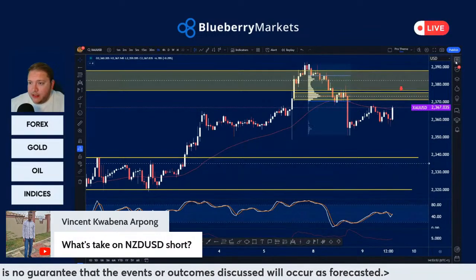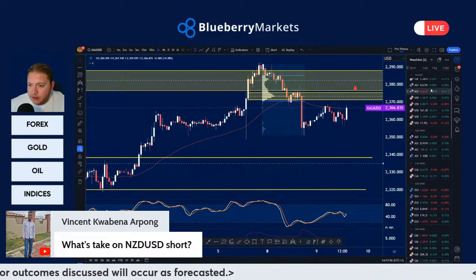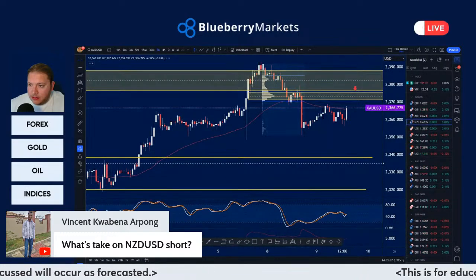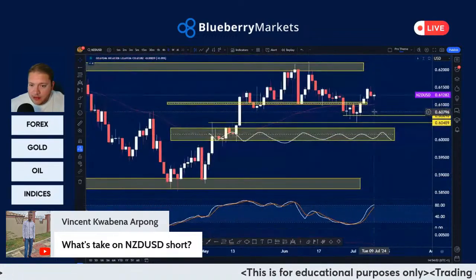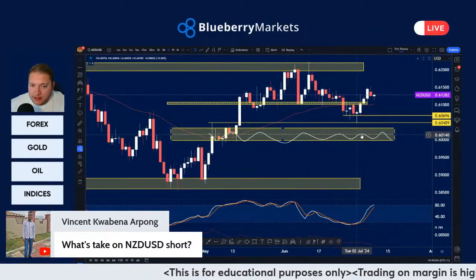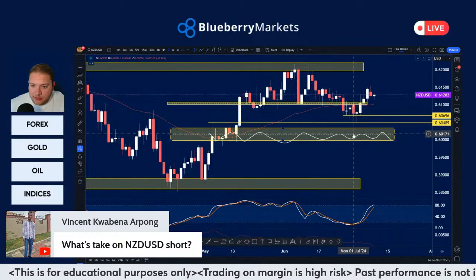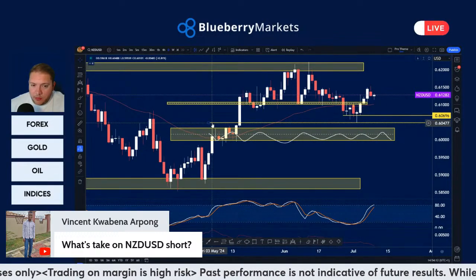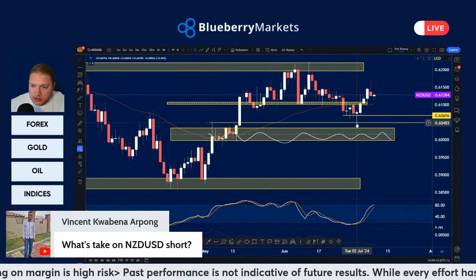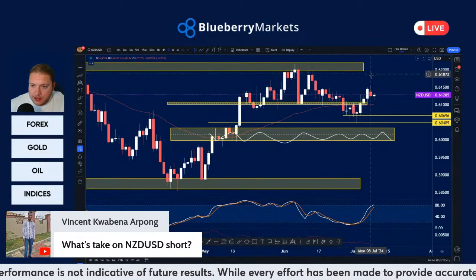Vincent, what's your take on Kiwi dollar short? I have no bias at the moment on Kiwi dollar. I must admit, I like the idea of being short this market, and then obviously we had that aggressive move. I like the idea of being long in this 60.36 handle, and we didn't get it. Price actually came in and retested what was resistance as strong support, that 60.50 handle. And then we just kind of moved higher.